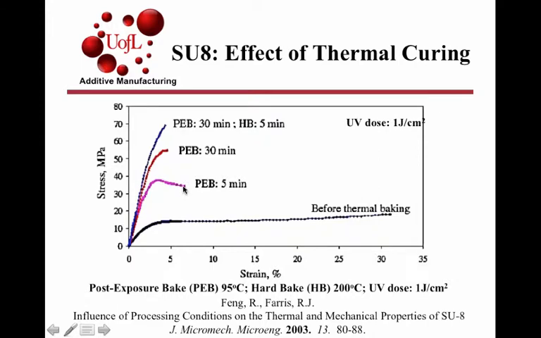Also, if you increase the time for the reaction at a given temperature, as you go from 5 minutes to 30 minutes, you end up making a more brittle material. And if you go from a low temperature curing reaction to a higher temperature curing reaction, changing from 95C to 200C, you end up getting the most brittle material, a material with the highest cross-link density. So this is an example of the effect of cross-linking on mechanical properties.